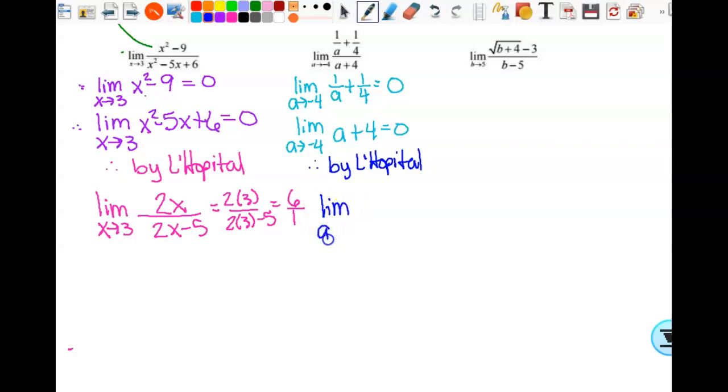as a approaches negative 4 of, all right, so in the denominator, what's the derivative of this one? 1, okay? I'll just put a 1 there. The numerator, what's the derivative of the second term? 0. So all I have to worry about is this one, right? Should I maybe rewrite it a different way and think about it a little bit differently? A to the negative 1. I'd put a to the negative 1 power.